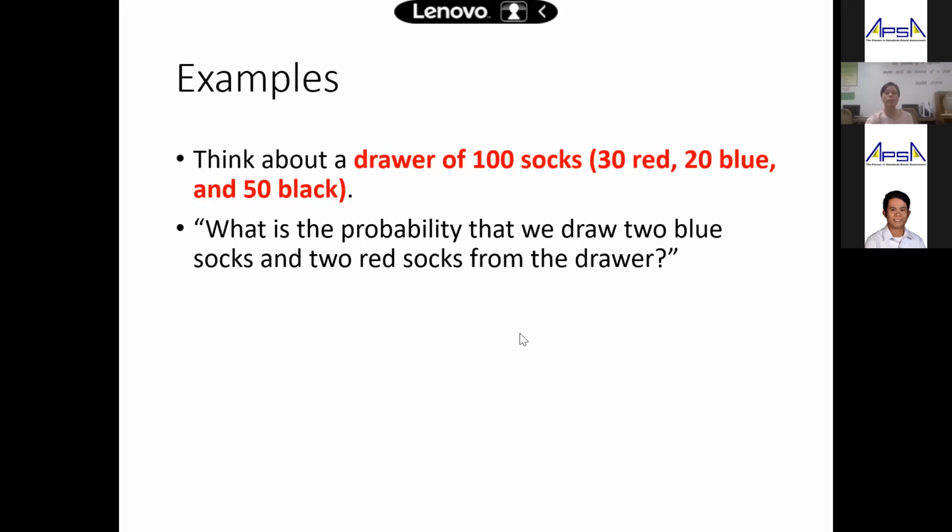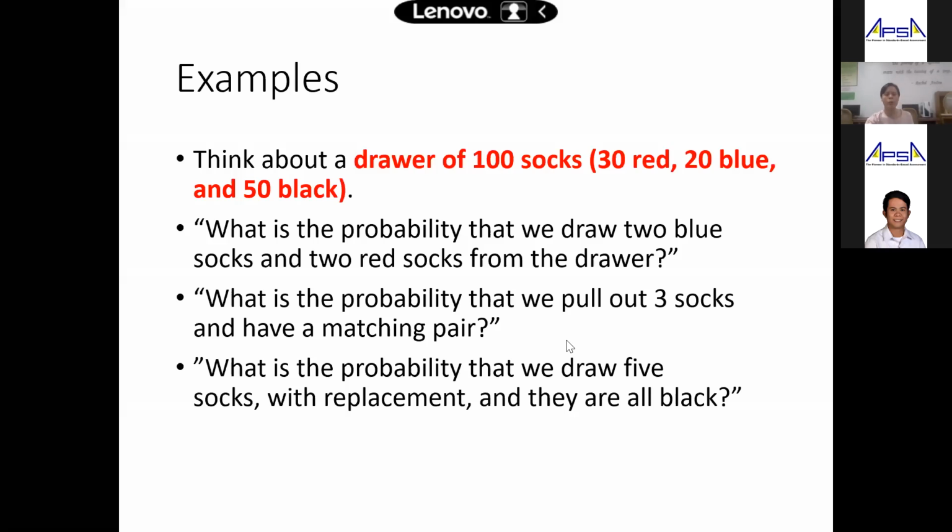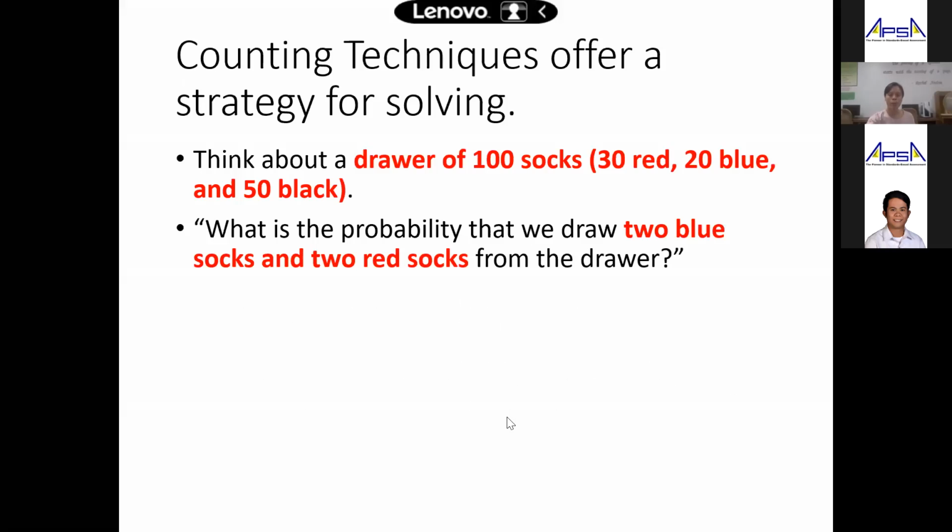Okay, this is an example of a probability problem. Many other problems are possible from this situation. Pwede rin, what's the probability na pag bumunot kayo ng 3 socks, you have a matching pair? Or, what's the probability that we draw 5 socks with replacement and they're all black? Okay, nagkataon black lahat. What's the probability? All of these are probability problems. And in fact, for probability problems, a common technique is to use counting or the fundamental principle of counting.